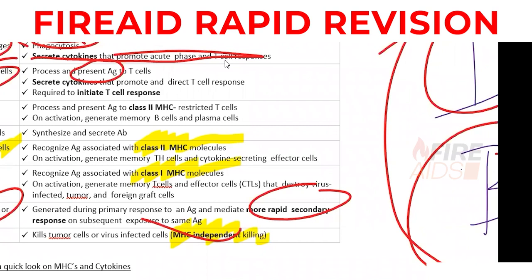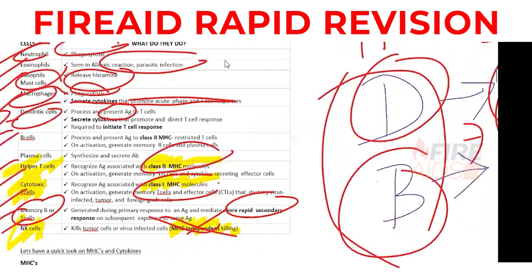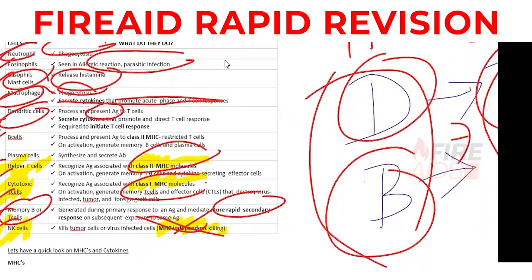So you need to know helper T, class 2; cytotoxic T, class 1; natural killer, they don't care about anything. They just kill the tumor cells or virus infected cells. So that's it about this table. Very important, I repeat, these points are very important.